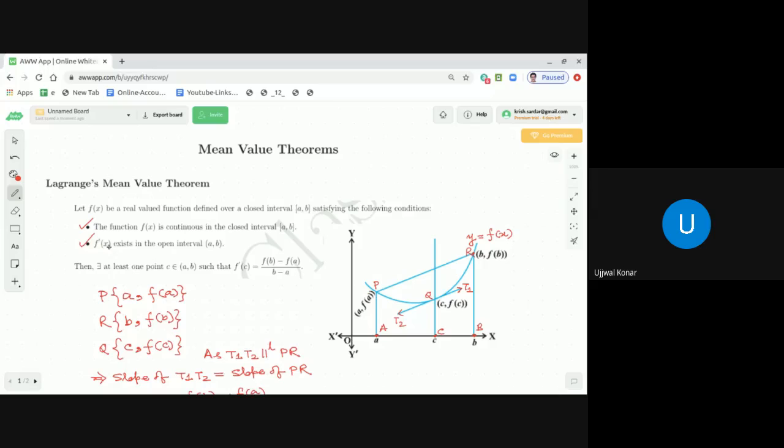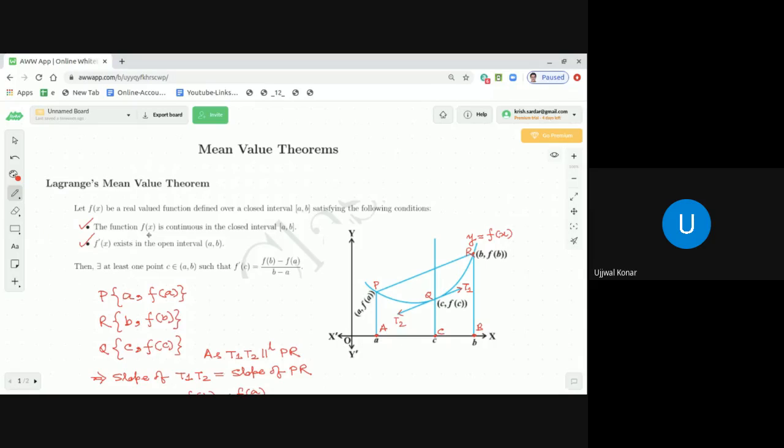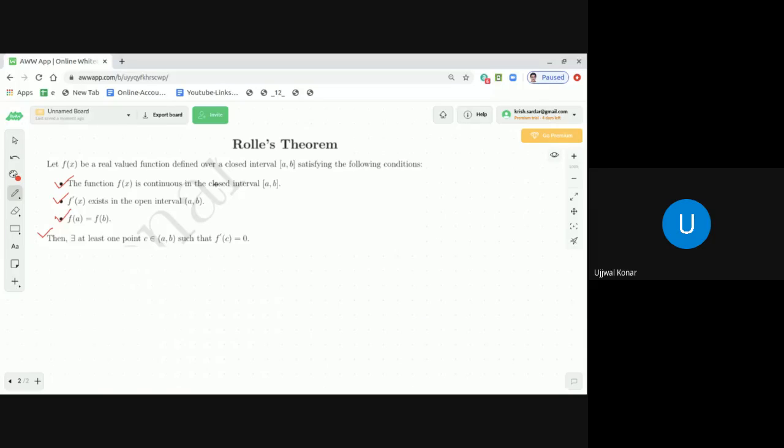If the first two conditions are satisfied, they are exactly matching the first two conditions of Rolle's theorem. What are those two conditions? The function f(x) is continuous in the closed interval [a, b]. That is exactly the same as the first condition of Rolle's theorem. The function f(x) is continuous in the closed interval [a, b].